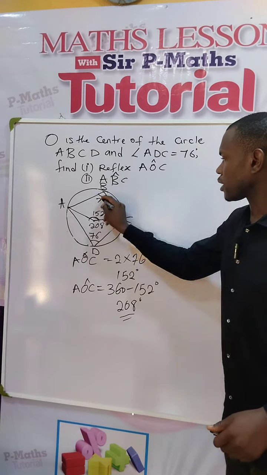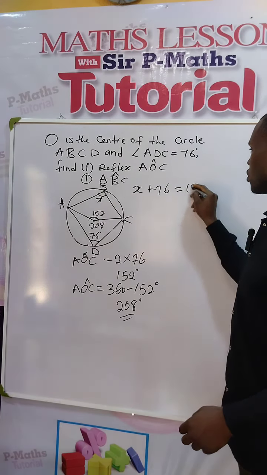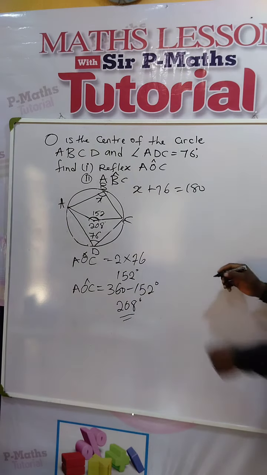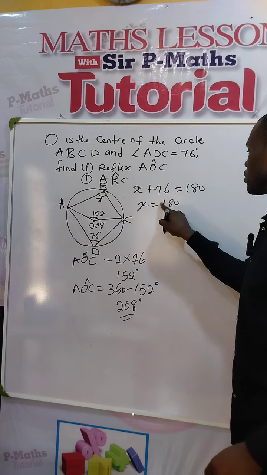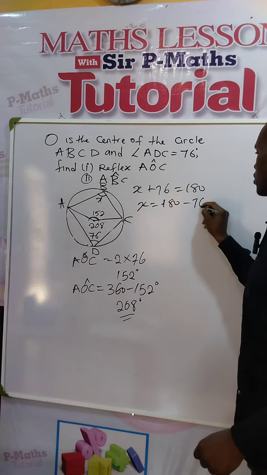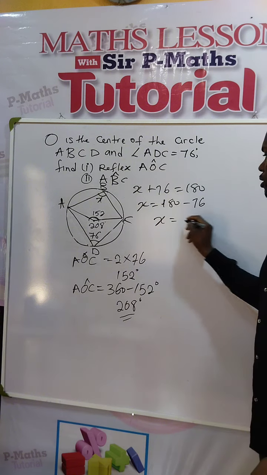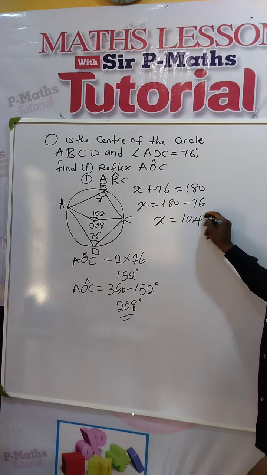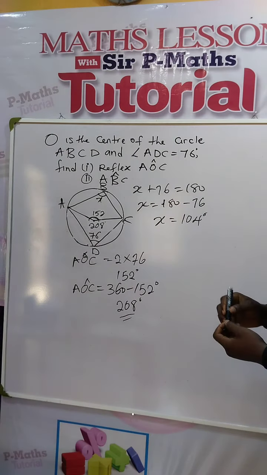So let's call this x. If I have x plus 76 equals 180, then we find x. X will become 180 minus 76. If I subtract here, I should obtain x as 104 degrees. So the angle at this position is 104.